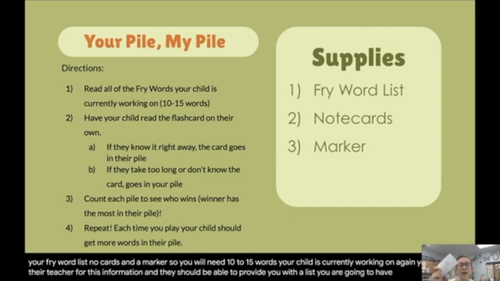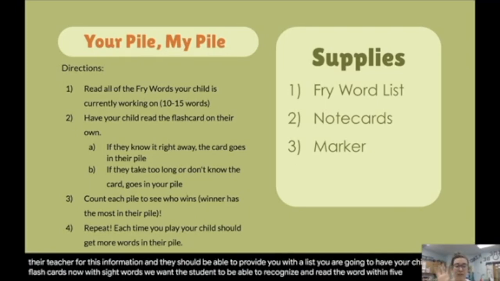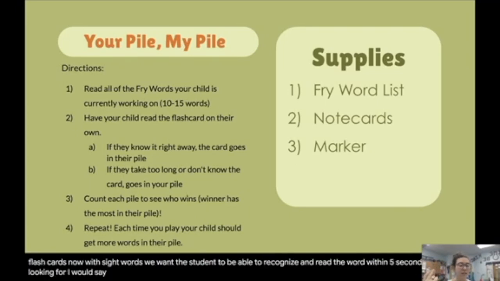You are going to have your child read their flashcards. Now, with sight words, we want the student to be able to recognize and read the word within 5 seconds. So we're looking for, I always say, like a finger snap. As quick as I can snap my finger, you should be able to read the word.